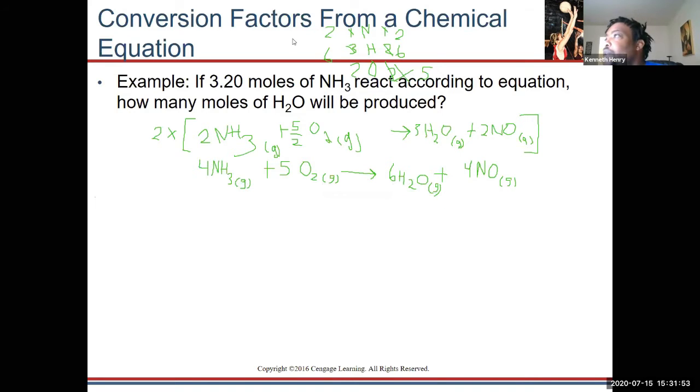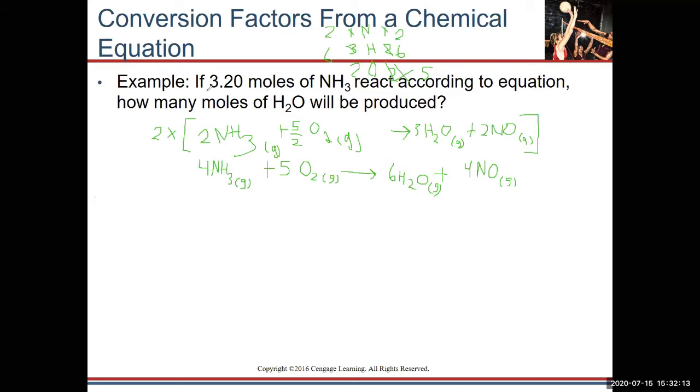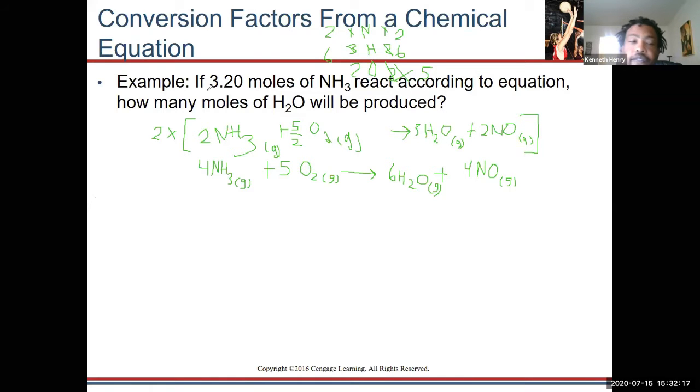Okay, so what do we need to do next? What's given? The quantity of each. What does it ask? What's given to us in the question? So how many moles of H2O? Yeah, we want to figure out how many moles of H2O we have, right?